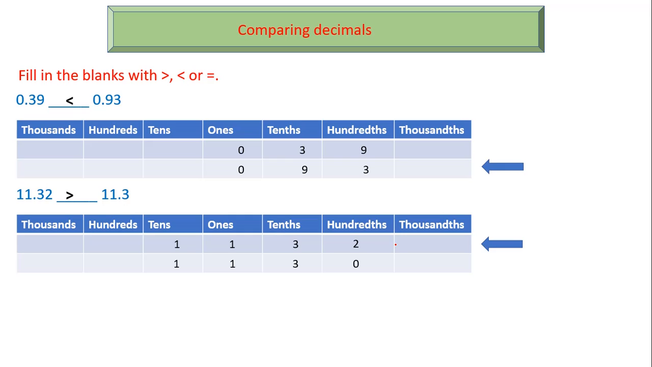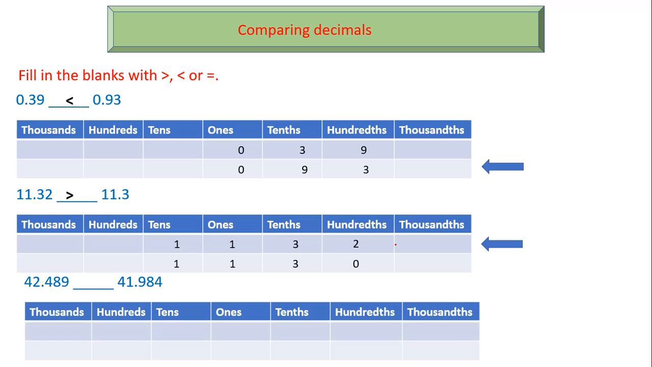Let's take one more problem. 42.489 and 41.984. First, I drew the place value chart. I will see whether the given two decimals are like decimals or not. As you can see, in the first decimal number there are 3 decimal places. Here also 3 decimal places. Therefore, both the decimal numbers are like decimals. Now I will arrange these two decimals in the place value chart.